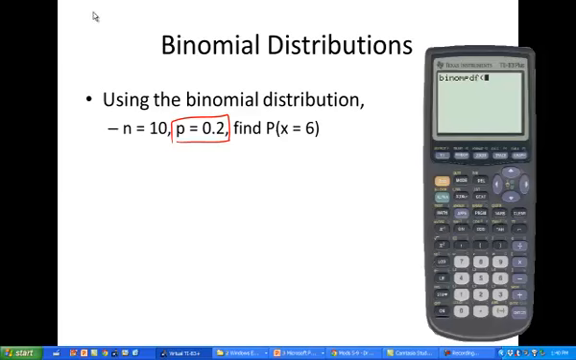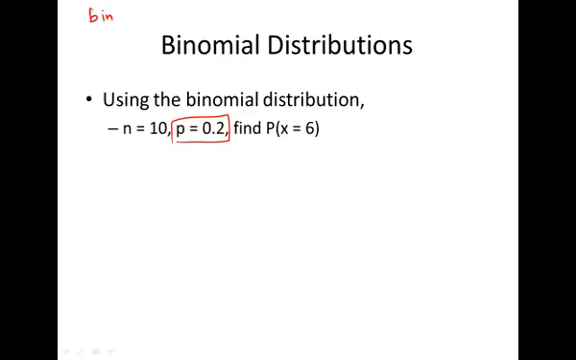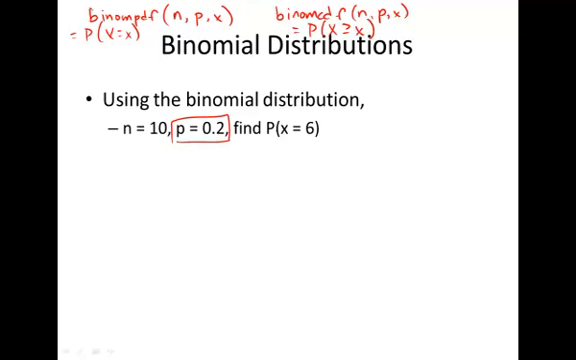Okay, so the way we type it in is we use an open paren, and we type in n, and then a comma, and then p, the probability of success, and then x. By the way, that's the probability of exactly x successes. Same thing for binomial CDF, but that's the probability of at most, I believe, x successes.